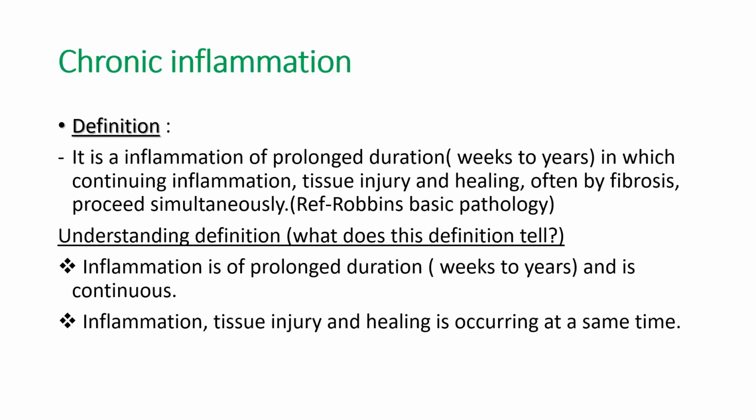According to Robbins Basic Pathology, chronic inflammation is defined as an inflammation of prolonged duration, which lasts from weeks to years, in which continuing inflammation, tissue injury, and healing, which is often by fibrosis, proceed simultaneously. So what is this definition trying to tell us? This definition tells us that chronic inflammation is inflammation of prolonged duration, which lasts for weeks to years and is a continuous process. Inflammation, tissue injury, and healing occur at the same time.